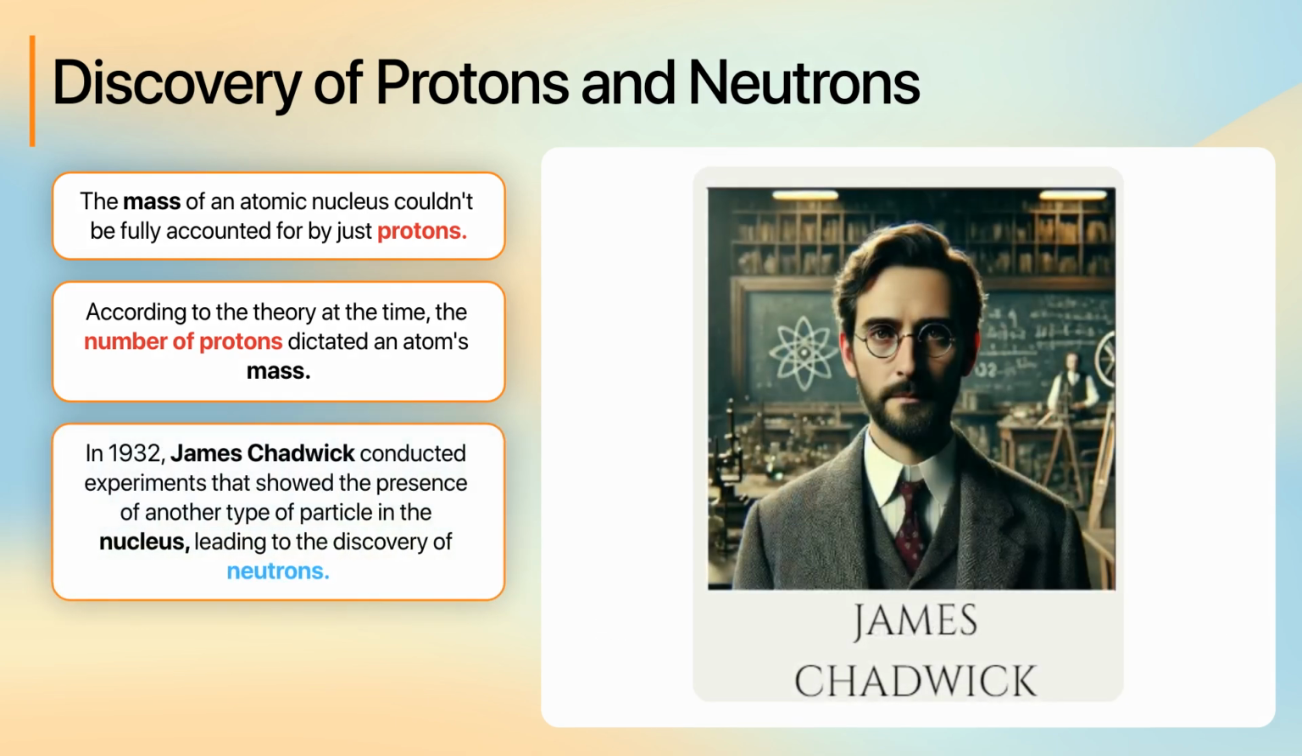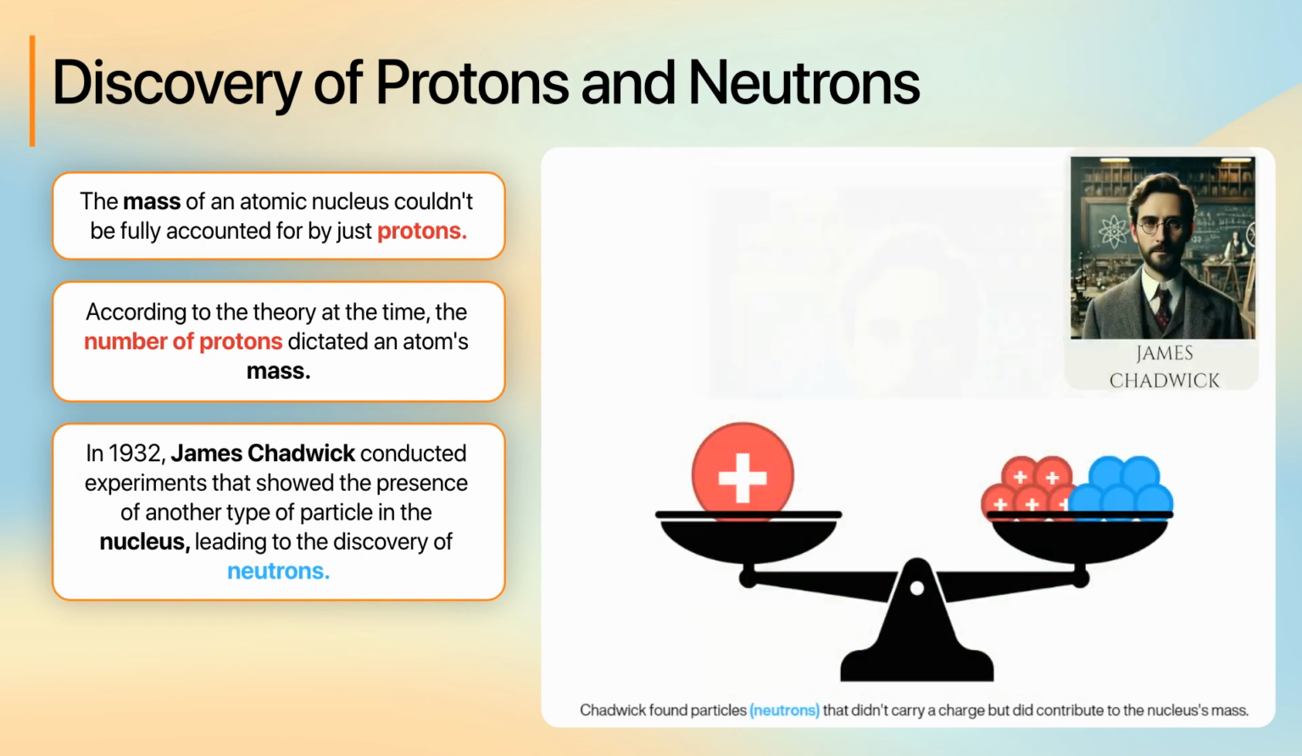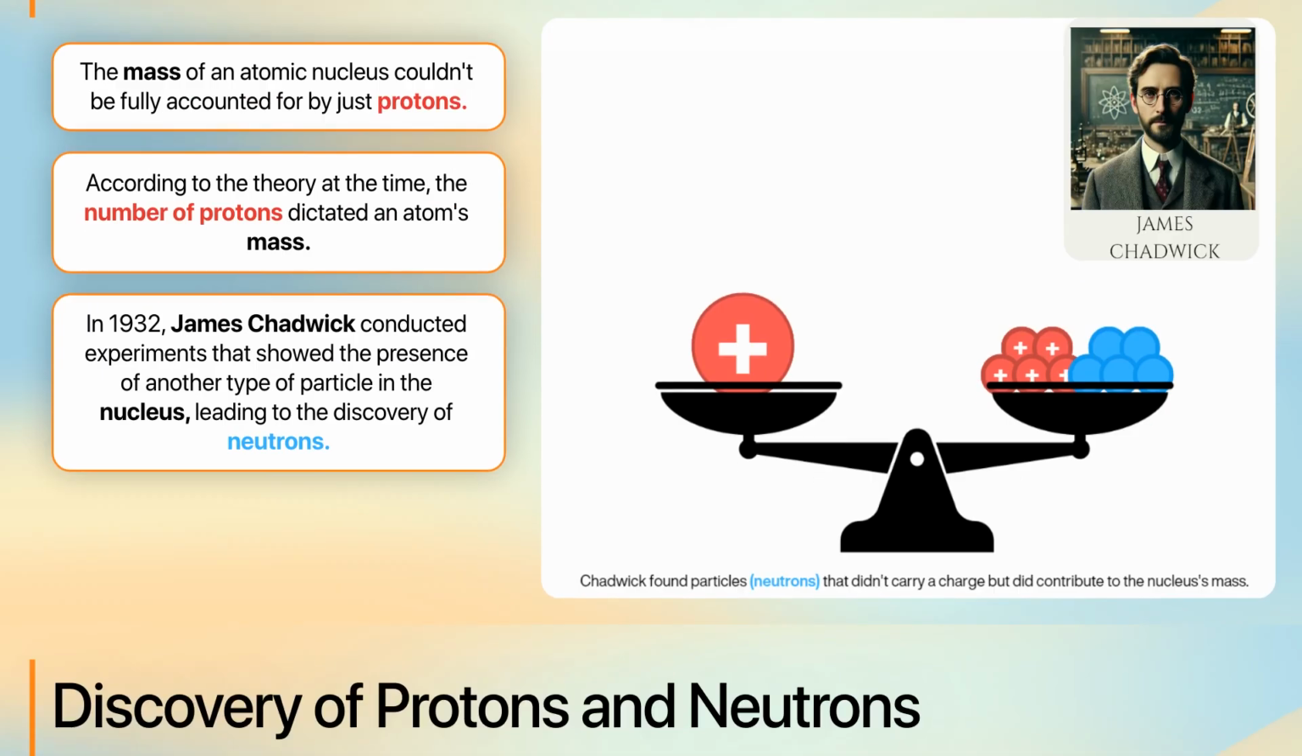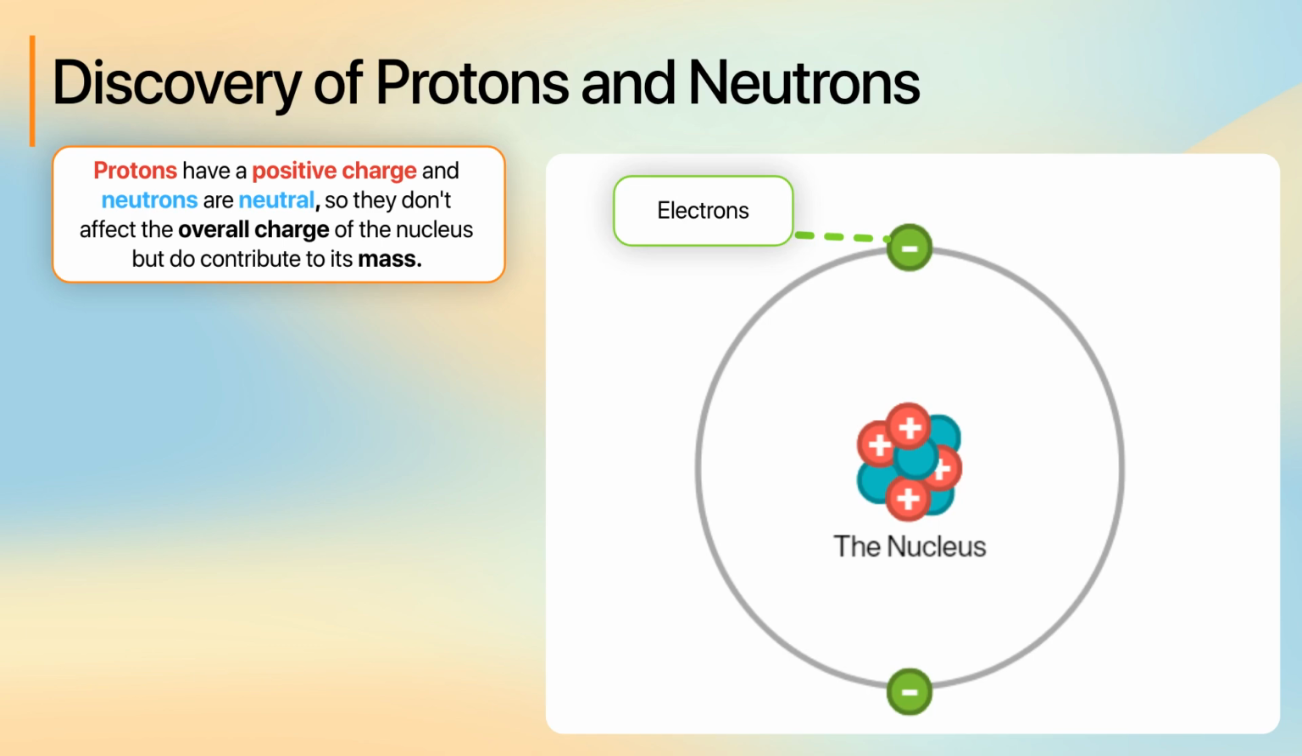The solution to this mystery came in 1932, when James Chadwick conducted experiments that showed the presence of another type of particle within the nucleus. Chadwick discovered that the previously unexplained mass was due to particles that didn't carry a charge but did contribute to the nucleus's mass. He called these particles neutrons. Neutrons, like protons, reside in the nucleus. While protons have a positive charge, neutrons are neutral.